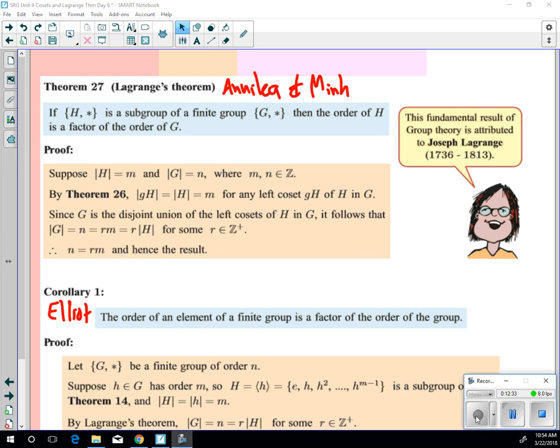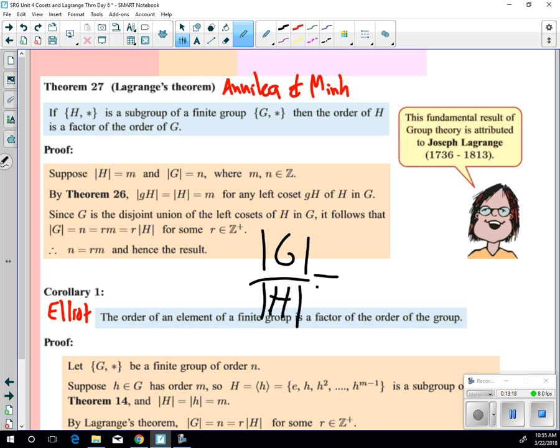Okay, so basically, if H is a subgroup of G, then order H is a factor of order G. In the proof, it just labeled order H as M, order G as N, and by theorem 26, it labeled H as M. So basically what this means is that if order G is equal to N, then R, which is a factor, times M will result in N equals RM, which basically means that order G over order H is equal to the number of cosets.